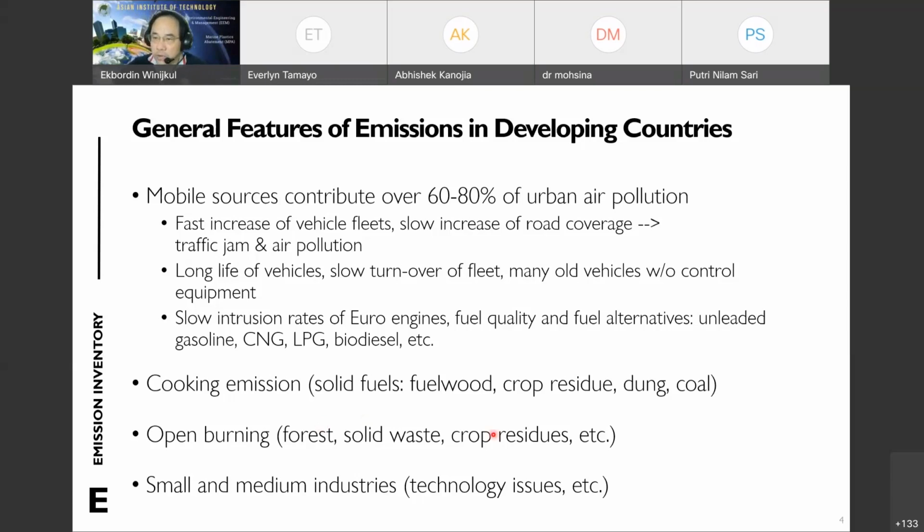And also crop residue open burning. After harvesting, the fastest and maybe the cheapest way to get rid of the crop residue is open burning.